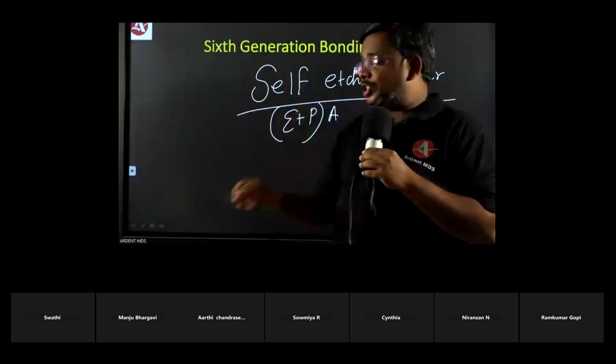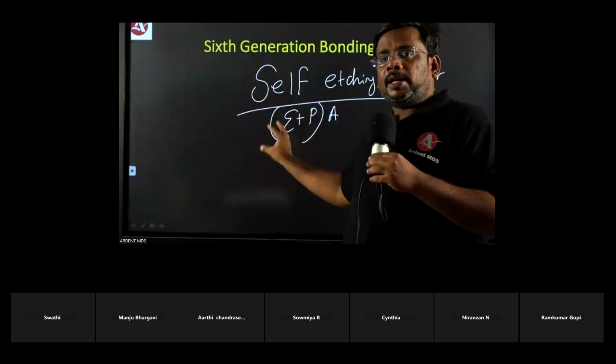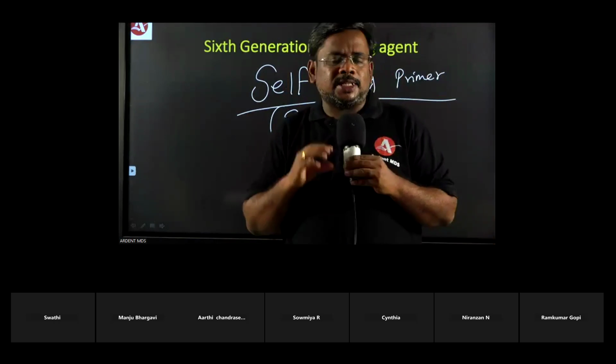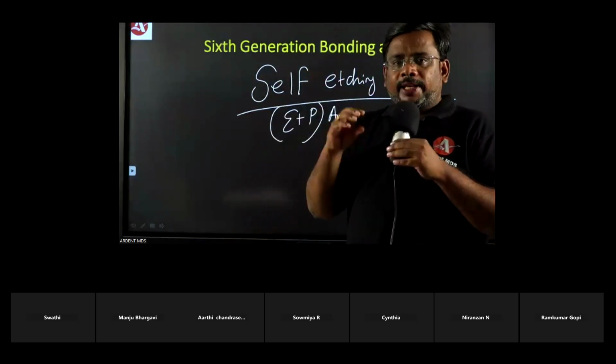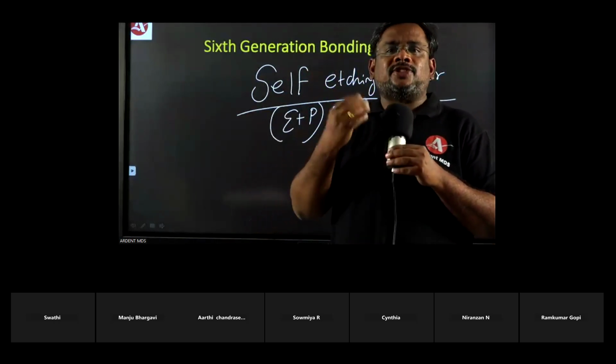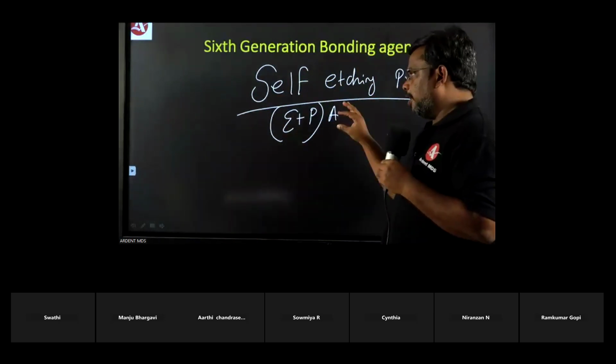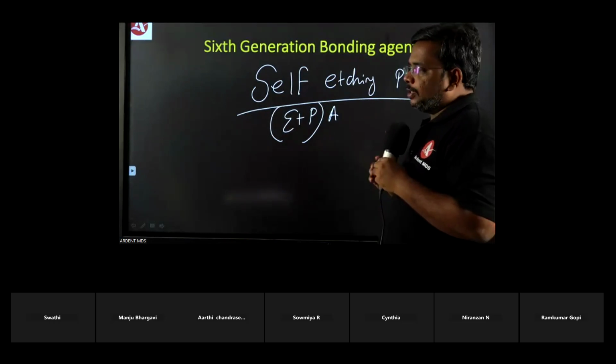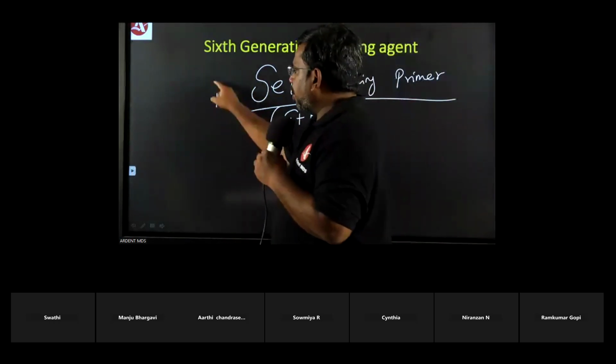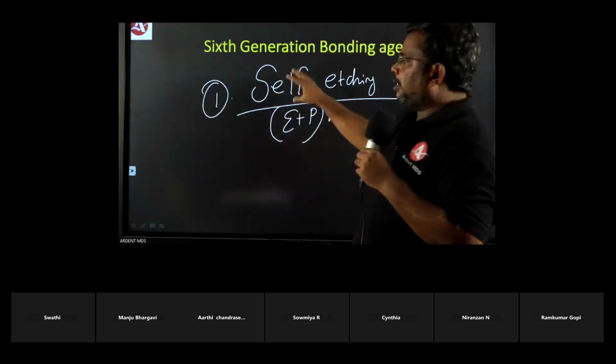In the fifth generation it was primer and adhesive, but here etchant and primer are in a single bottle. So the primer itself acts as an etchant. That is called a self-etching primer. Then you apply a layer of adhesive. This is called self-etching. This is one of the models of the sixth generation.